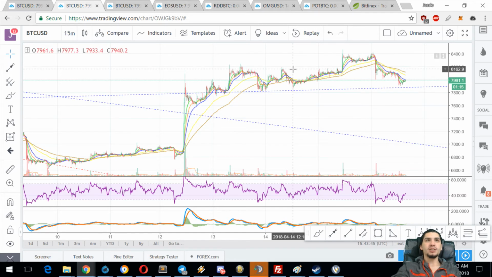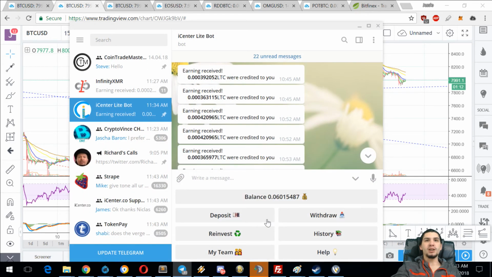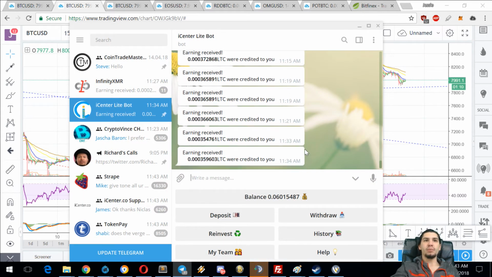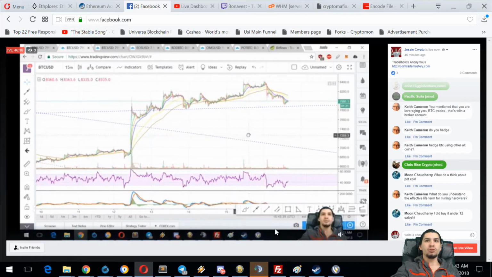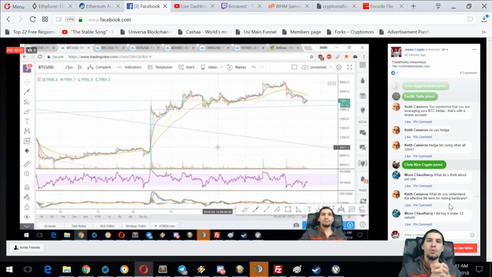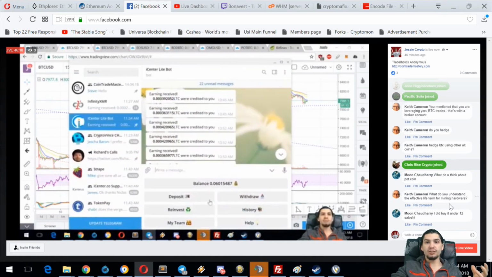Now, something else I sometimes do, because on Bitfinex they actually have euro pairs as well. So something I will do is, when I want to hedge, okay, let's suppose I have a long in BTC, and I think it will play out in the longer term.